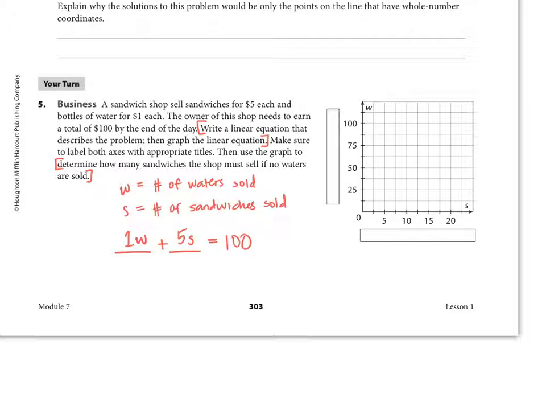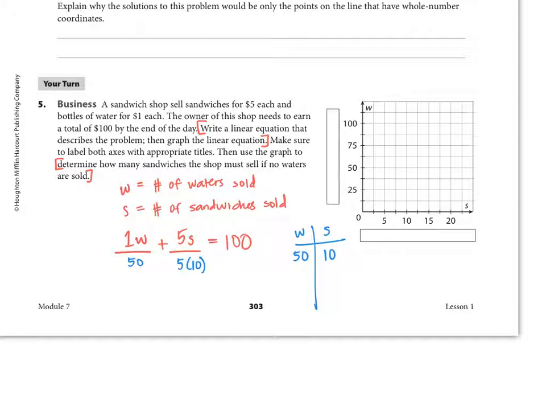One way to do it is we can find intercepts. We can plug in and figure out what sort of values we get. So let's go ahead and plug in. It doesn't matter which one we start with. If I say 10 sandwiches are sold, 10 sandwiches would mean $5 for every sandwich is 50 bucks. And then that would mean there would have to be $50 in waters, which is 50 waters. And that would make $100 if 50 waters and 10 sandwiches were sold.